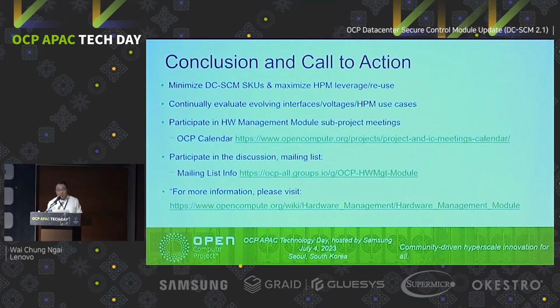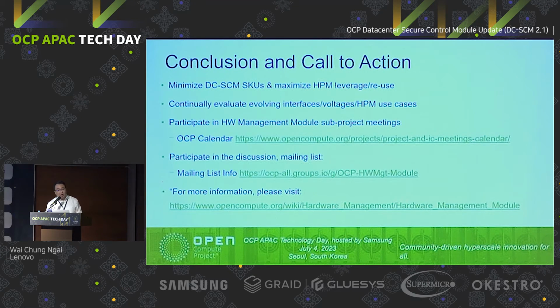Second is to continually evaluate evolving interface, voltage, and HPM use cases. I think this is going to be very important for us to continue to improve and enhance the projects. However, the form factor should not change too much. I think those should be pretty much standard for a longer period of time, without constantly changing the DC-SCM form factors and pinouts.